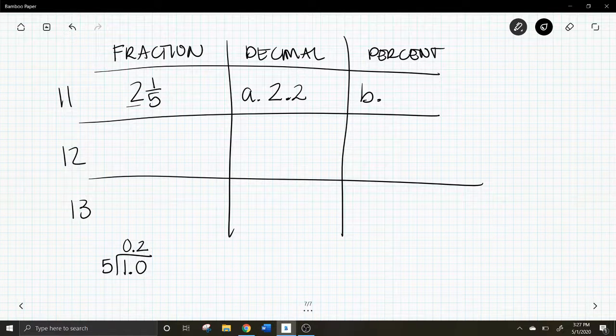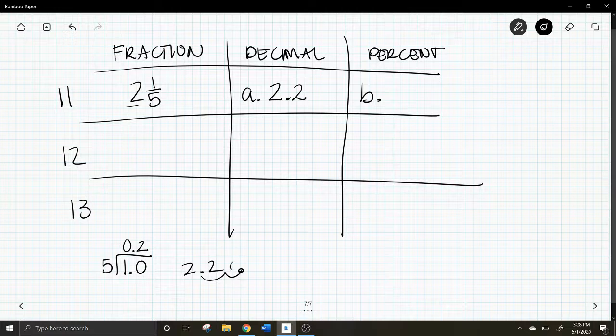All right, 2.2. And then remember, simply enough, to turn these decimals into percents, you just move your decimal over 2 places. So that 2.2, I'll write it out here. We move over 2 places. So our percent is 220%. Okay, so that's for number 11.